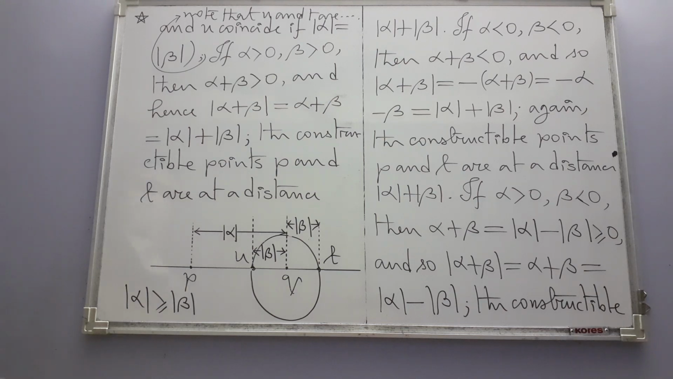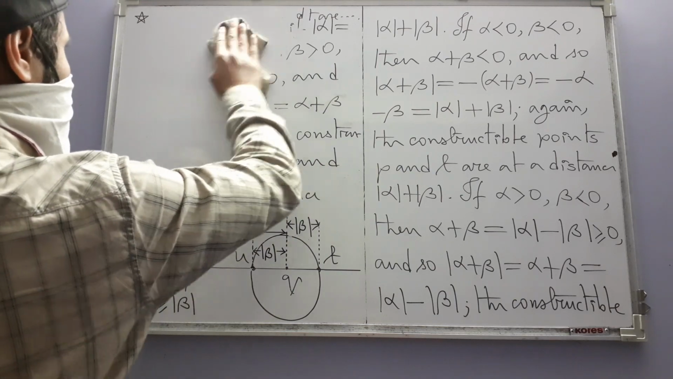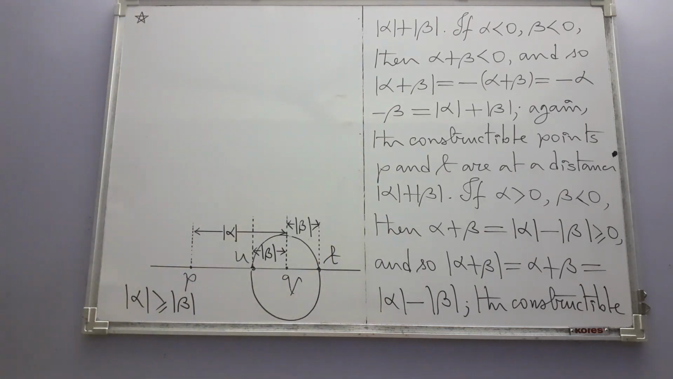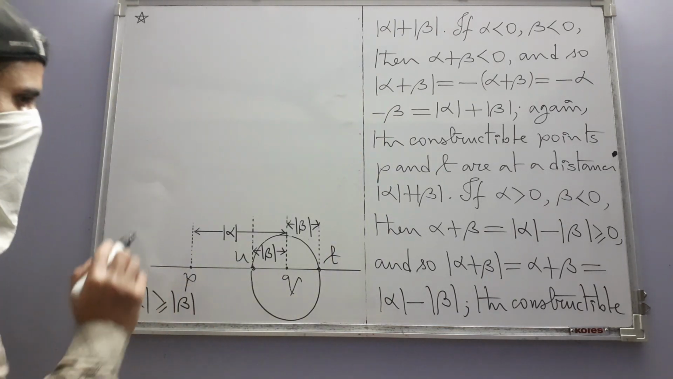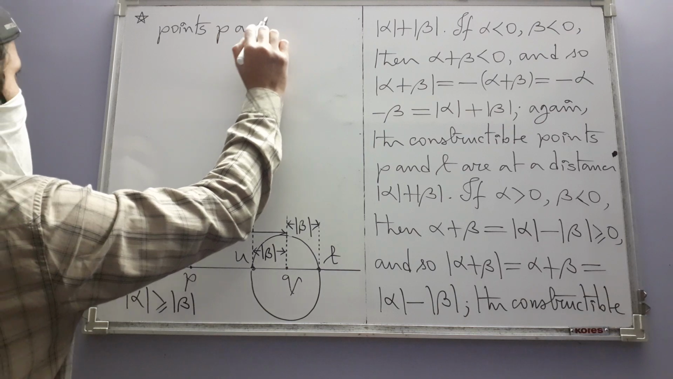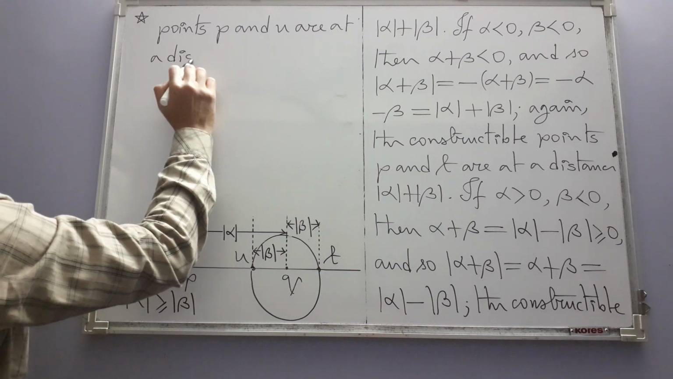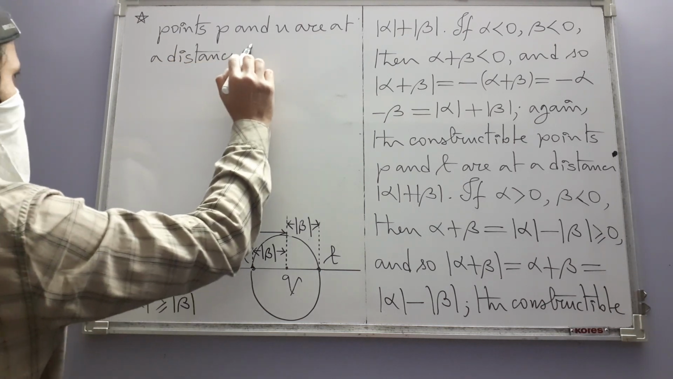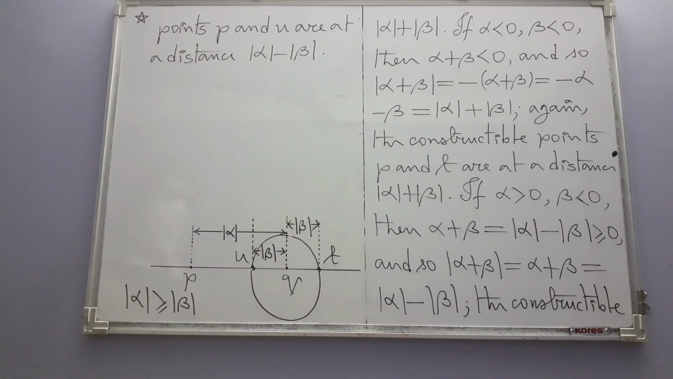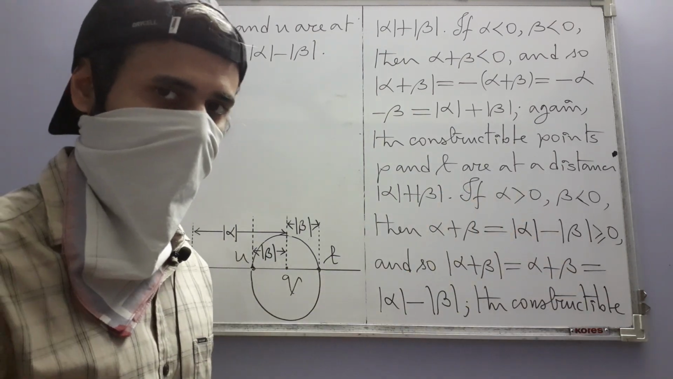The constructible points P and U are at a distance this. Okay, now finally we consider the only remaining case where alpha is negative but beta is positive.